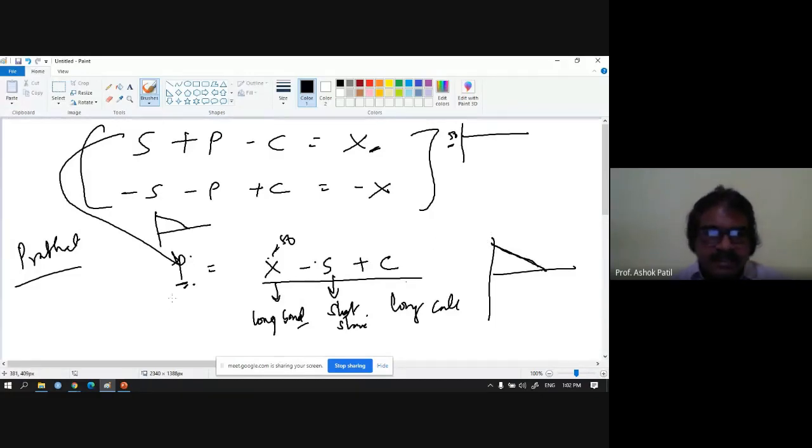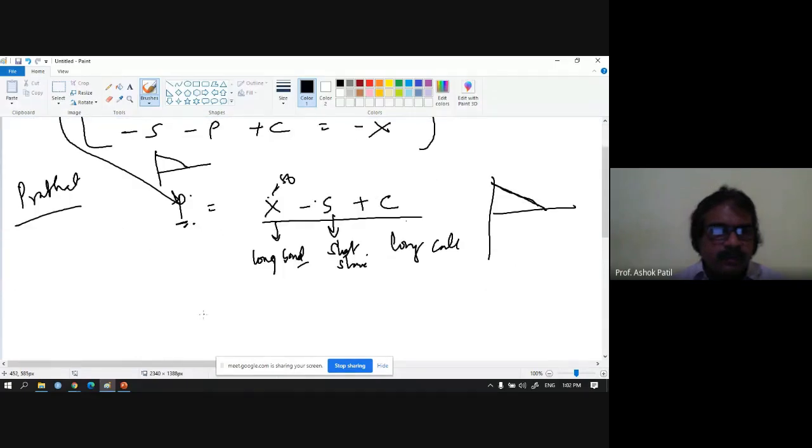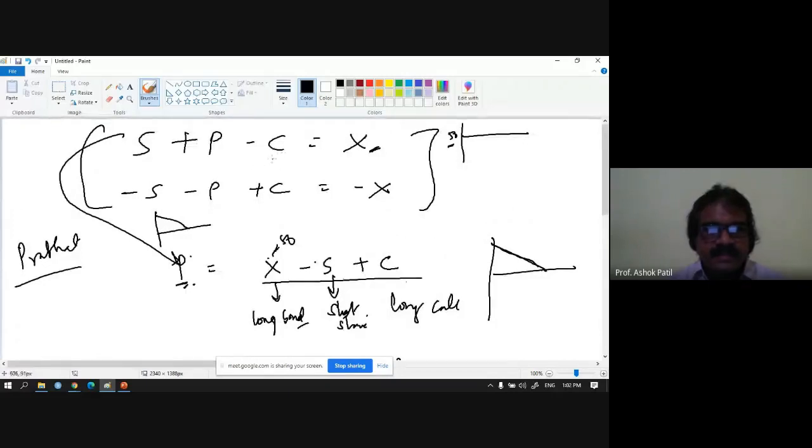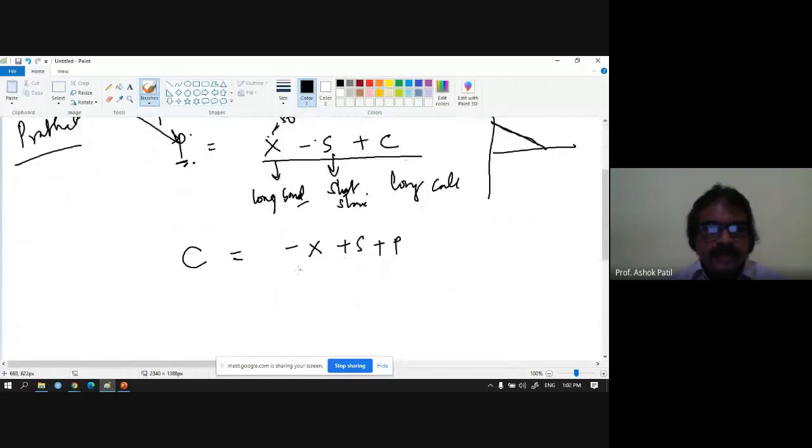Similarly, somebody else, Prathamesh or whoever wants to, Prabalika or Devnita, can do C. So what is C? Anybody? C is minus X plus S plus P. You can see it from either this equation or that equation, it doesn't matter. So C is equal to S plus P minus X. Somebody else can do it. Whose name should I write here? Who would like to do that tomorrow?